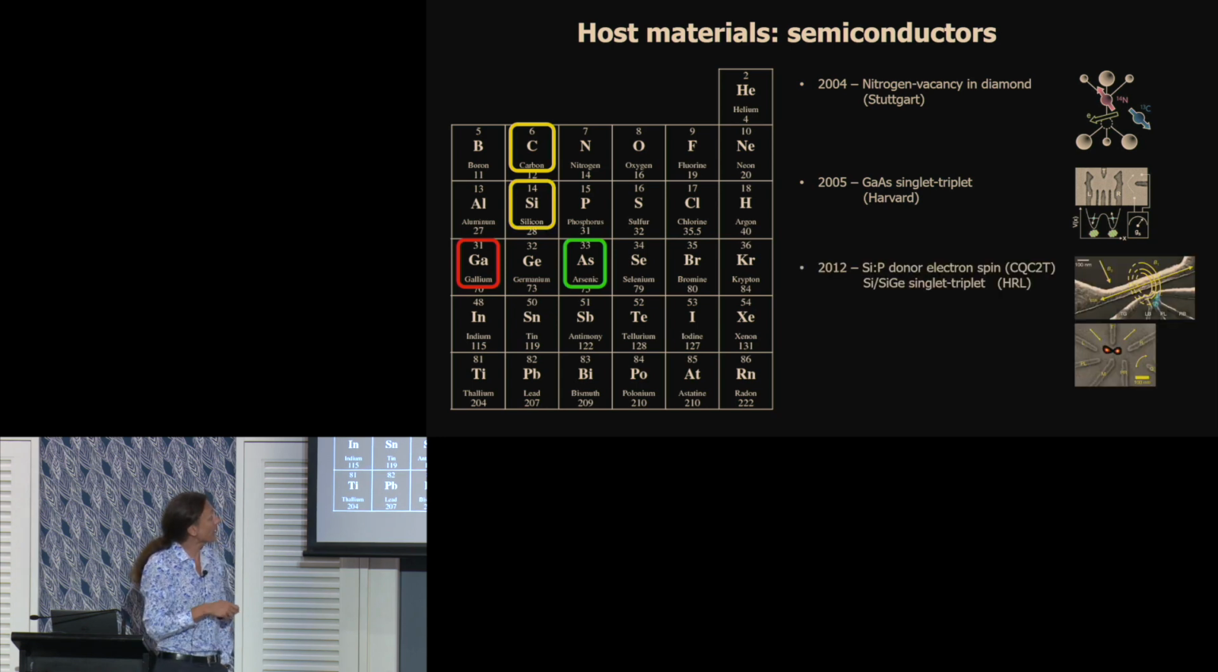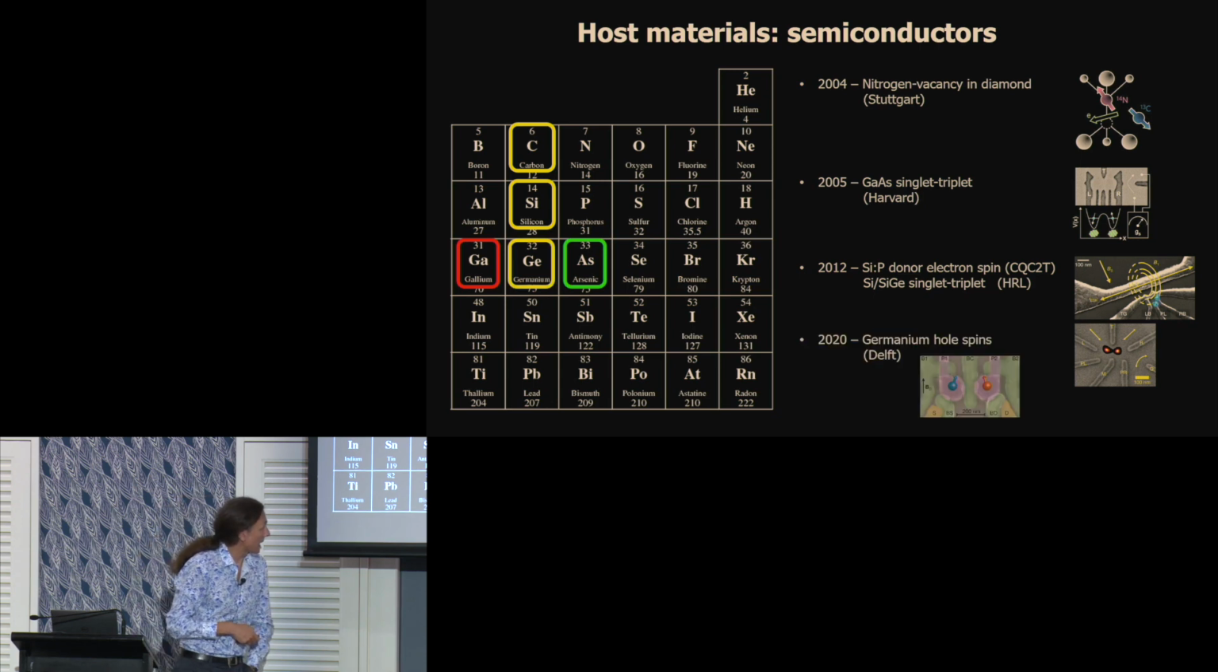And then it took several years before we in CQC2T and HRL made qubits in silicon. It was 2012. And then, only published last month, in Delft, a former CQC2T person, Giordano Scappucci, and his team showed qubits in germanium. So you see, 16 years from going from here to there, you may wonder why. Why is this so much harder than that, or is it?